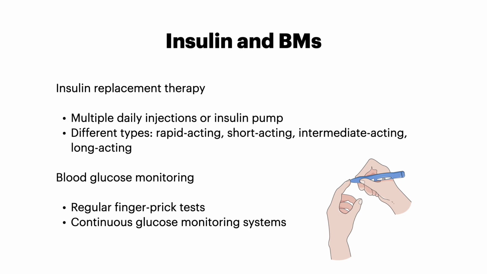Insulin replacement therapy can be delivered in a couple different ways, usually through multiple daily injections using insulin pens or syringes. However, some patients use an insulin pump that delivers continuous insulin. There are also a couple different types of insulin, ranging from rapid acting to long acting, but we'll look at these more closely in a further video.